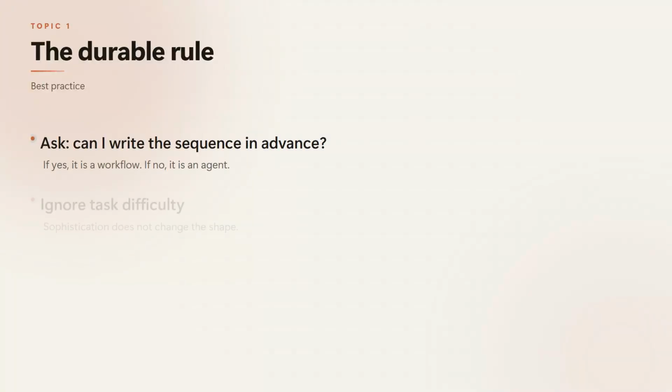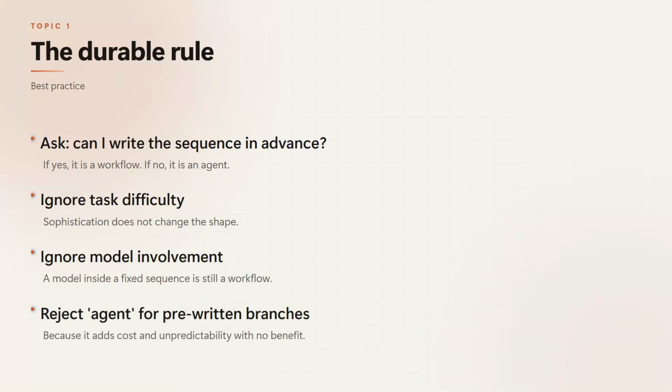The durable rule is one question: can I write the whole sequence down in advance? If yes, it is a workflow, however sophisticated each step is. If no, because the subtasks emerge from the work itself, you have an agent. Ignore how hard the task is. Ignore whether a model is involved. Those are distractions. When you are tempted to call something an agent because it has a loop or tool calls, ask who wrote the branch. If you did, it is a workflow. Rejecting the agent label here is not pedantry, it is because an agent would add decision latency, cost, and unpredictability for a path that is already deterministic. That is the reason, and it is what keeps your architecture clean.